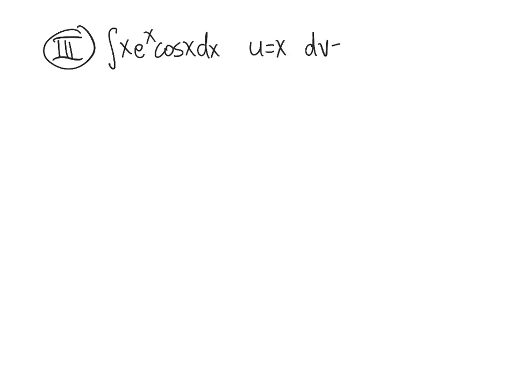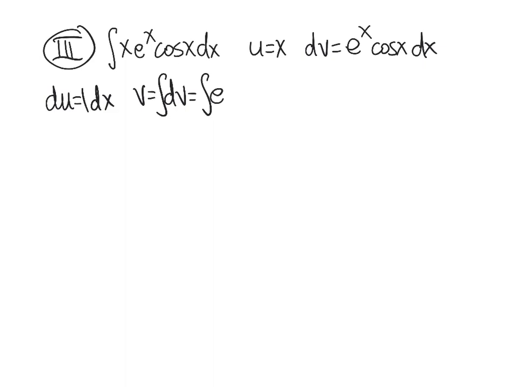We now move to step number 3, evaluating the integral of x e to the x cosine x. We're going to do this by parts. Let u equal x. Let dv equal e to the x cosine x dx. du would be 1 dx, and v is the antiderivative of dv, or the antiderivative of e to the x cosine x, which we did in part 1. It is 1/2 e to the x sine x plus 1/2 e to the x cosine x.